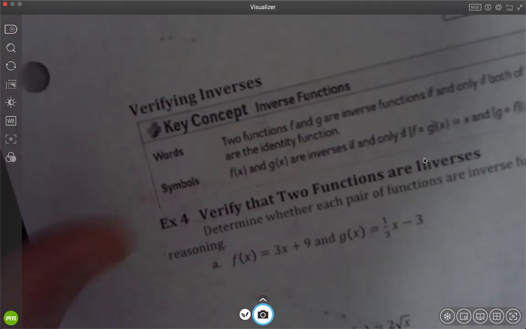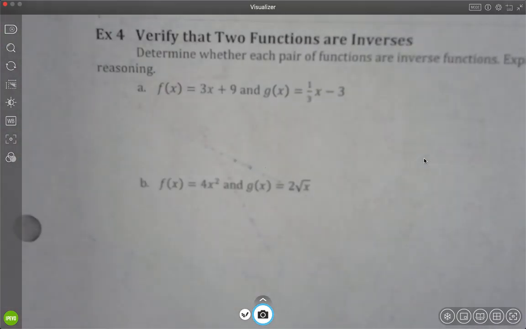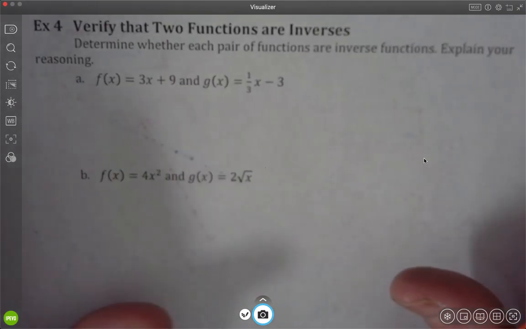Dang it. So well, let's go down to example 4. Let's go down to example 4, and you have one more thing.